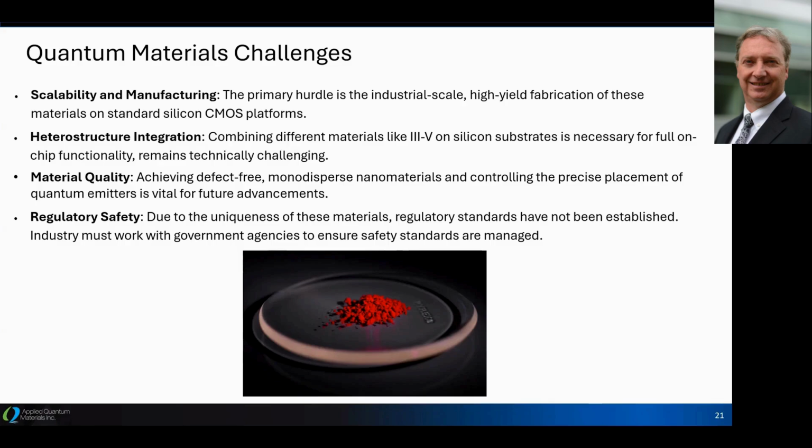Material quality, defect-free, monodispersibility of these materials so that these materials are always the same, they're exactly the same size, they perform in exactly the same way. And lastly, one of the issues that we haven't run into a little bit, we're starting on the medical side, is regulatory safety. The uniqueness of the materials, there is no standards, and industry has to work with government agencies and industry associations to make sure that standards are managed.